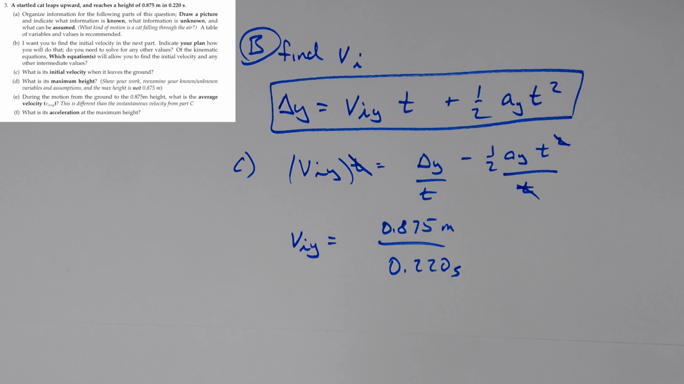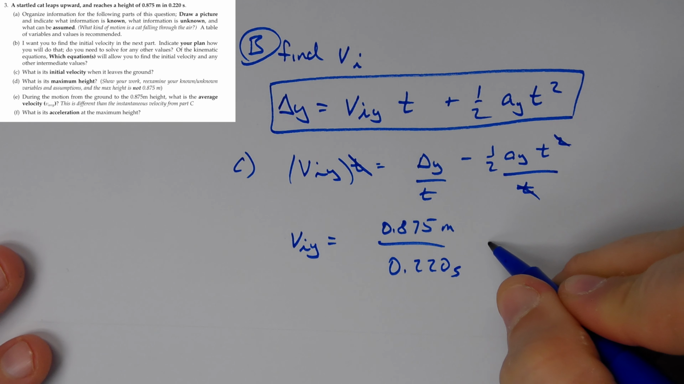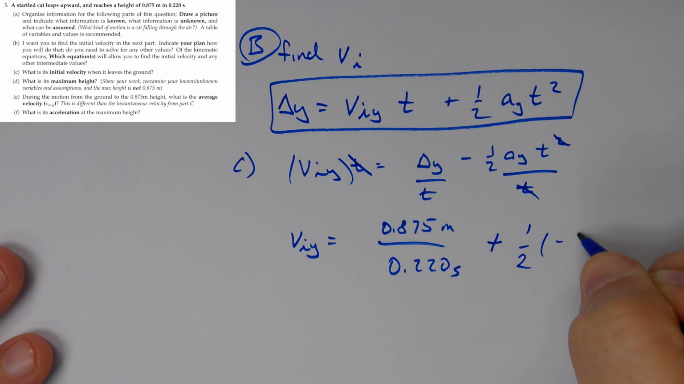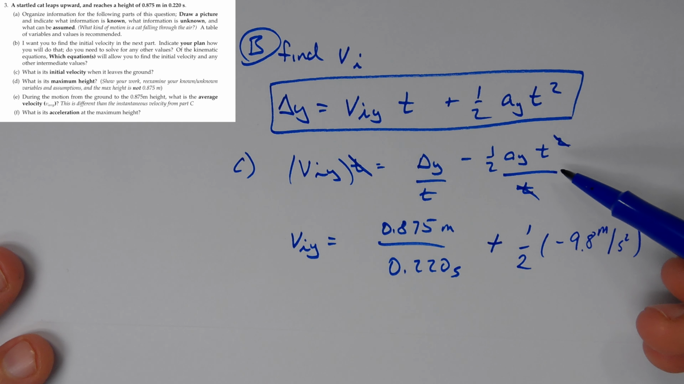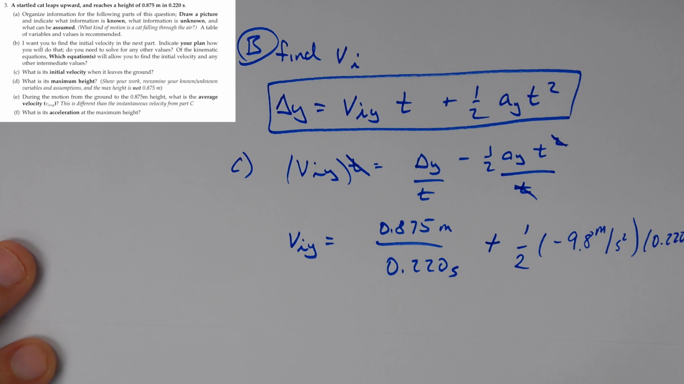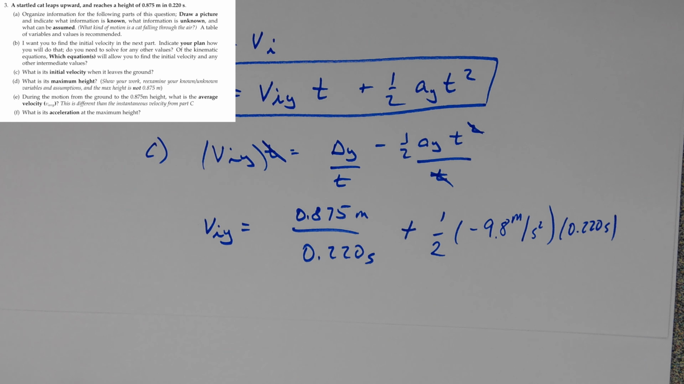But in the beginning, you go faster. At the end, you're slowing down. You're going slower. This is just what it is somewhere in the middle. So there's a correction: plus 1/2 times minus 9.8 meters per second squared. And here we just have 1t, so 0.220 seconds. And that will get us our v initial. So we put that in the calculator.